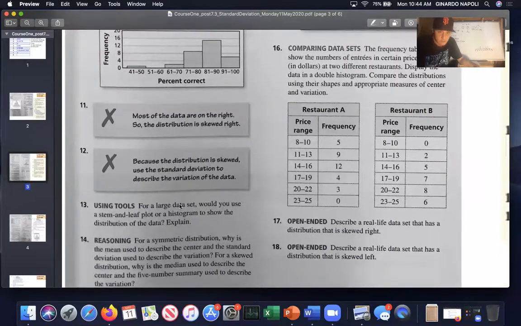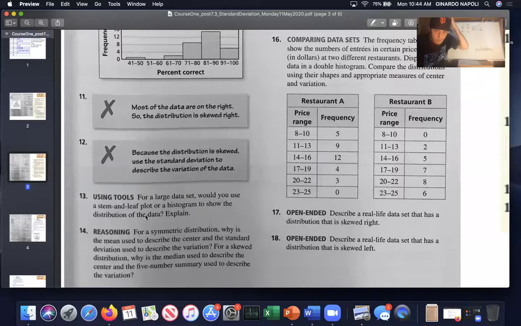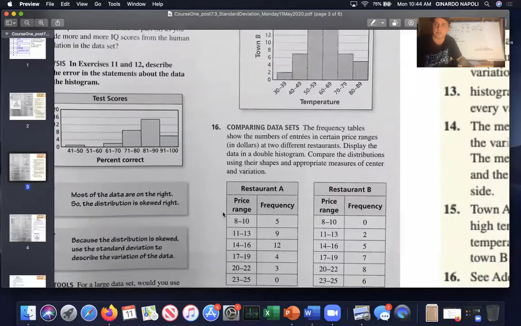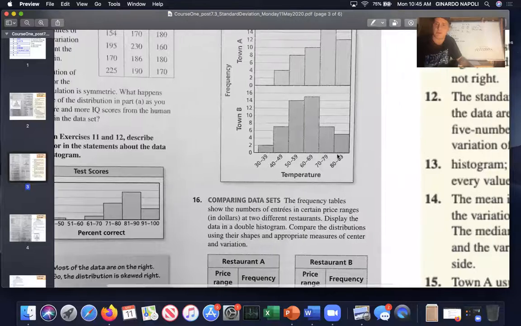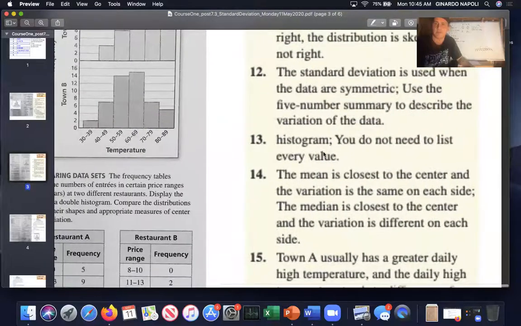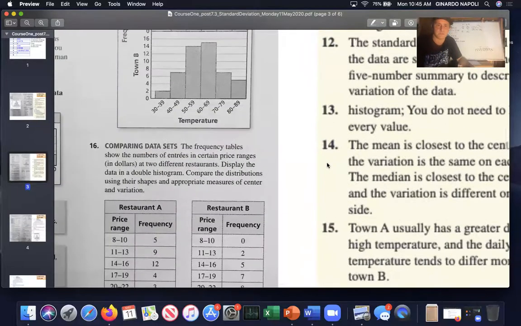All right, and then here 13. Well, if you're gonna represent data, making a histogram is a lot easier because then you can just do this little height of the bars. You don't have to account for the exact numbers. You don't have to put all the numbers down. You can just do the height of the bars a lot quicker, a lot easier.